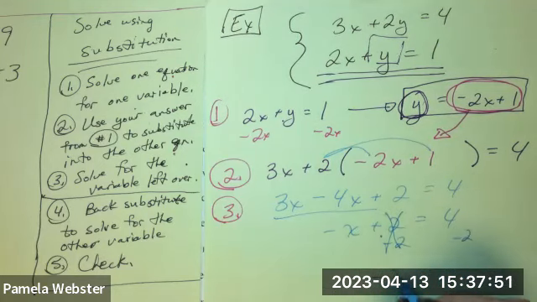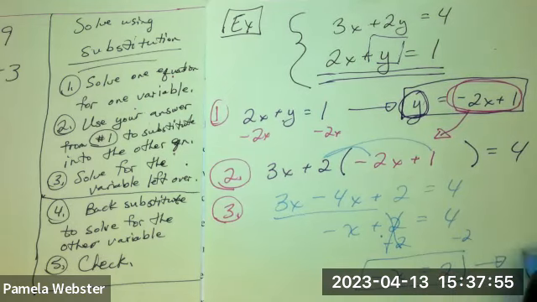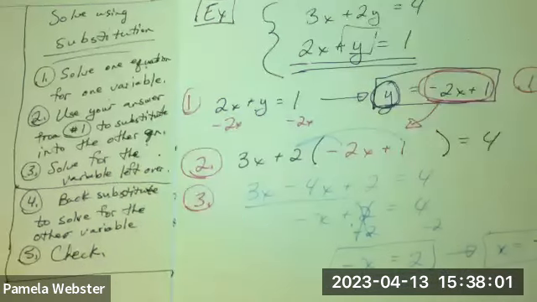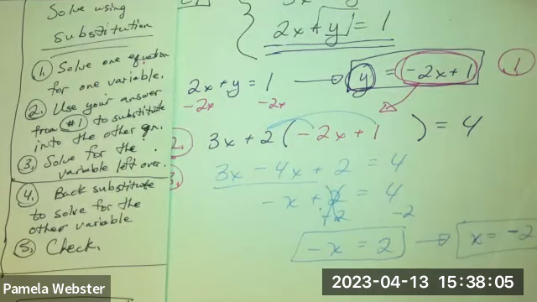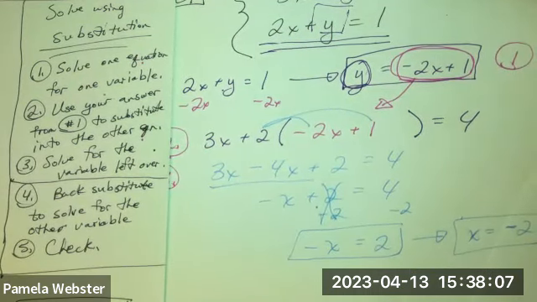So what I've got is negative x equals a positive 2, or x equals negative 2. That's what I really need. X equals negative 2. Oh, sorry. There we go. There's my answer. X equals negative 2. All right. So now I've got a solution to number 3.